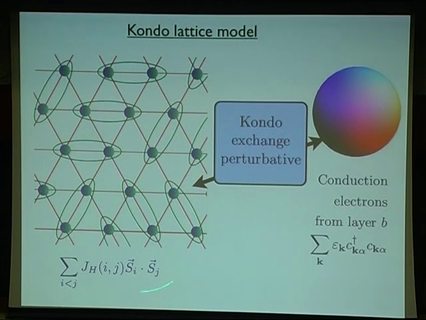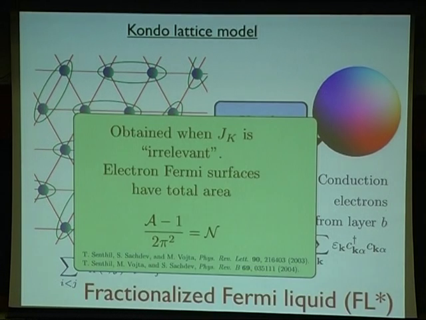But the remaining electrons don't break any symmetries or anything, but form this RVB state. And that's the state we call an FL star. The content of these papers was to show, through various non-perturbative arguments, that this kind of state is stable, that there is a state where JK is, in a sense, irrelevant.